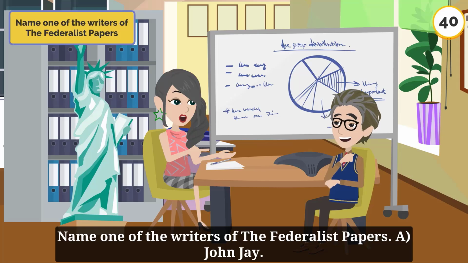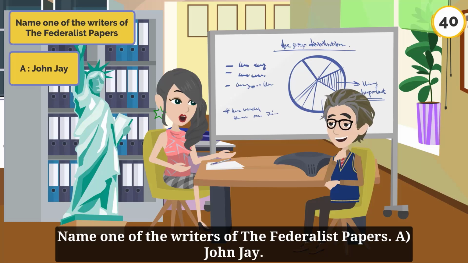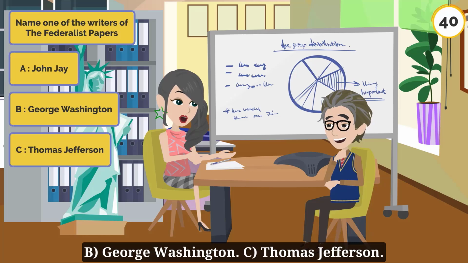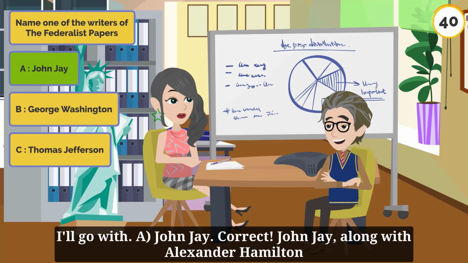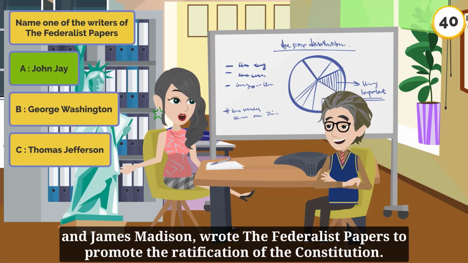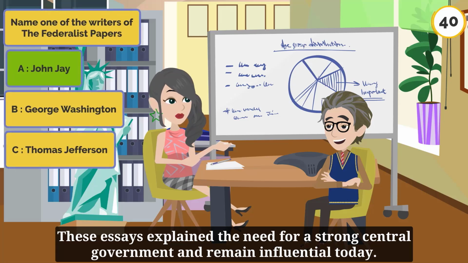Question 40. Name one of the writers of the Federalist Papers. A. John Jay. B. George Washington. C. Thomas Jefferson. I'll go with A. John Jay. Correct. John Jay, along with Alexander Hamilton and James Madison, wrote the Federalist Papers to promote the ratification of the Constitution. These essays explain the need for a strong central government and remain influential today.